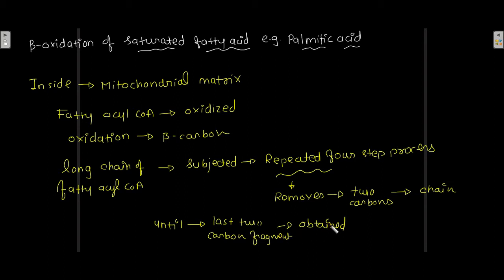So fatty acyl coenzyme A comes into the mitochondrial matrix and is oxidized at the beta carbon, and the long chain is subjected to the repeated 4-step process. What does this repeated 4-step process do? It removes 2 carbons from the chain, and keeps removing 2 carbons until you reach the last 2 carbon fragment of the chain.